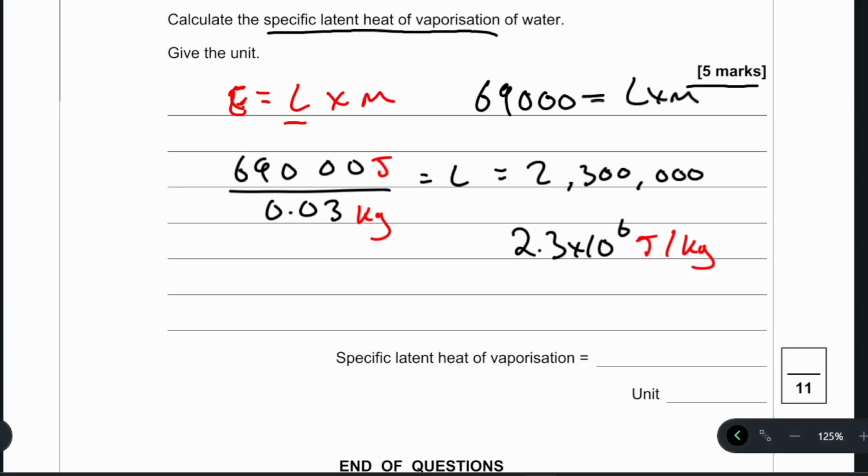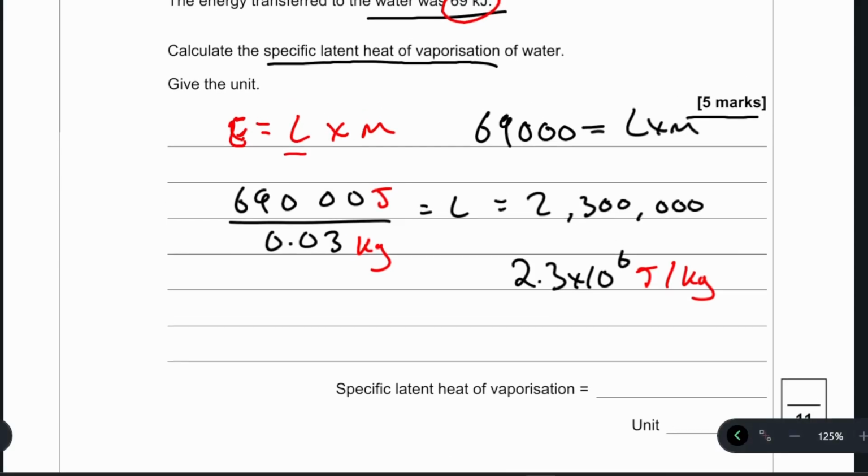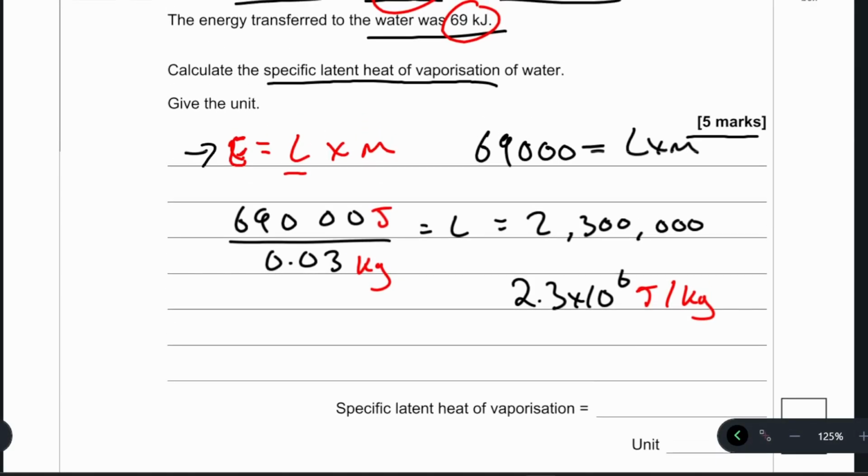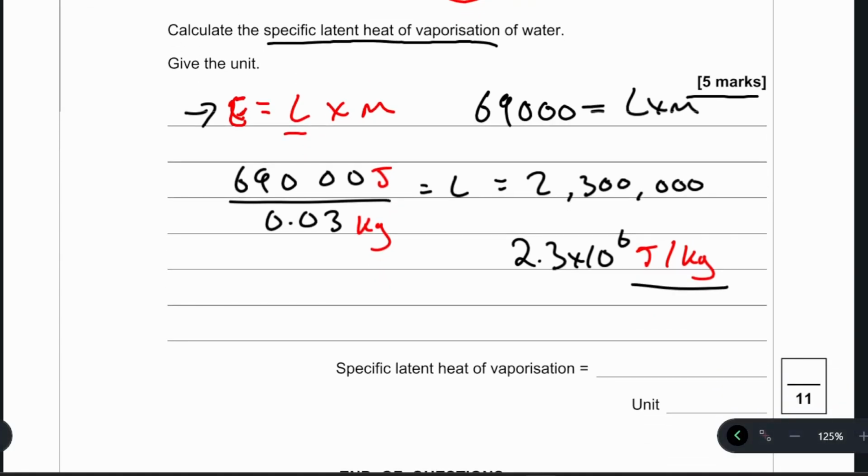Okay, so that's 5 marks, and actually you can see it's not particularly advanced. We just need this equation. Then the rest of it is just a case of plugging our numbers in, rearranging the equation successfully, and then working out what our units would be. So not actually that tricky for an end of paper question, hopefully. So the answer we could put is 2.3 times 10 to the 6 joules per kilogram. Okay, so that's the end of the paper.